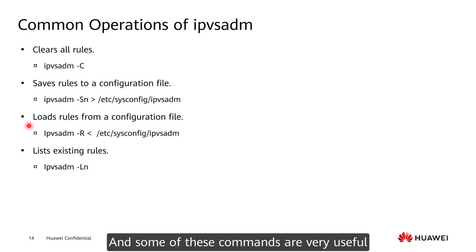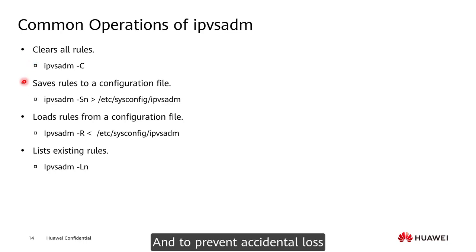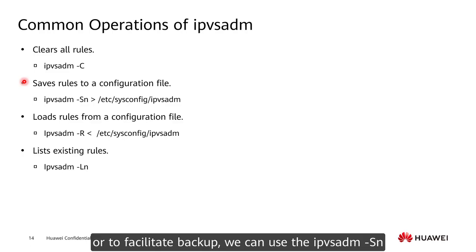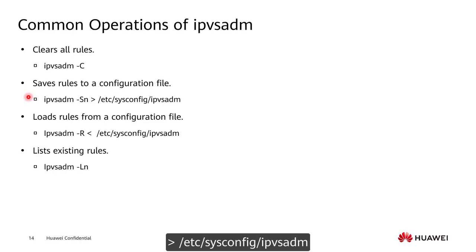And some of these commands are very useful. For example, the first one, the ipvsadm -C command is used to quickly clear all rules. And to prevent accidental loss or to facilitate backup, we can use the ipvsadm -S -n > /etc/sysconfig/ipvsadm command to save the current LVS rules to a configuration file. This allows you to restore the rules from the file when you need.